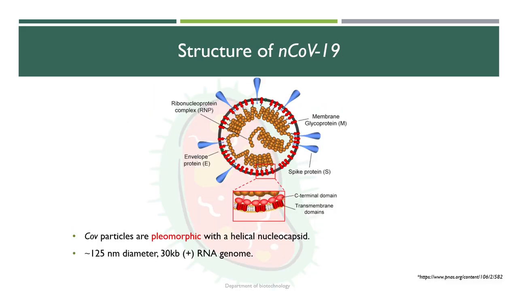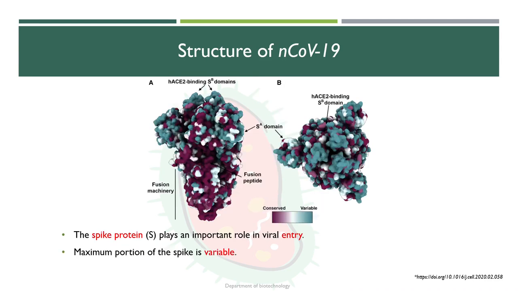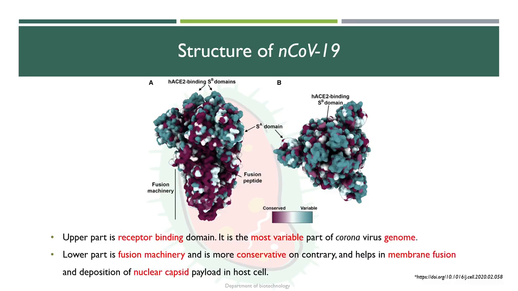Now coming to the structure of COVID-19. The CoV particles are pleomorphic, that means they don't have a definite structure, with a helical nucleocapsid. The diameter is approximately 125 nanometers with a 30 kilobase plus sense RNA genome. The spike present on the surface plays an important role and is variable in most of its portion. The upper part, which is the most variable part of the nCoV-19 genome, is the receptor binding domain. The lower part is the fusion machinery, more conserved, and helps in membrane fusion and nucleocapsid payload delivery into the host cell.